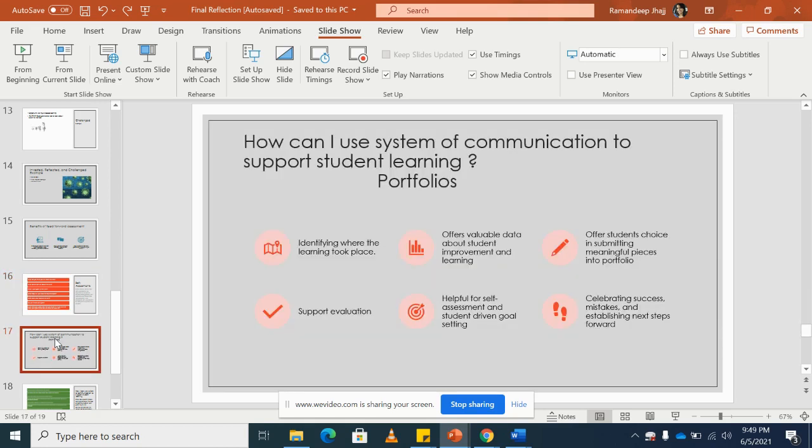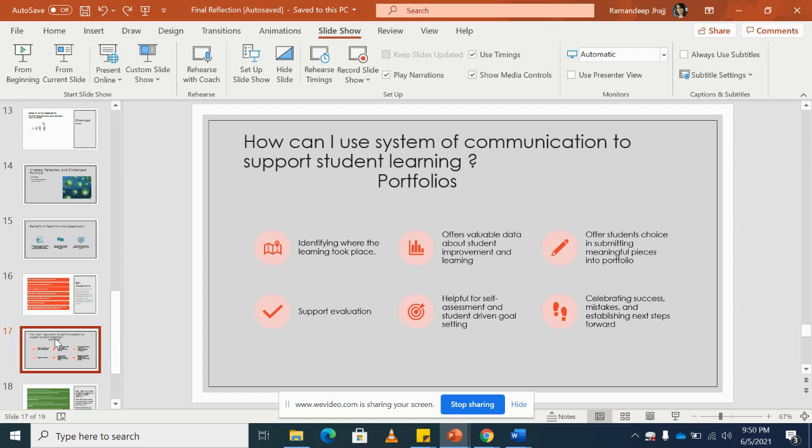Another important thing that I learned in the seminar was using a system of communication to support student learning. As I mentioned previously, I will be using portfolio as one of my sources of communication with the student, and with the student and a parent if needed. There are many benefits of using a system of communication, and in the seminar I talked about benefits with my fellow participants. So these are some of the things that came up in our discussions.